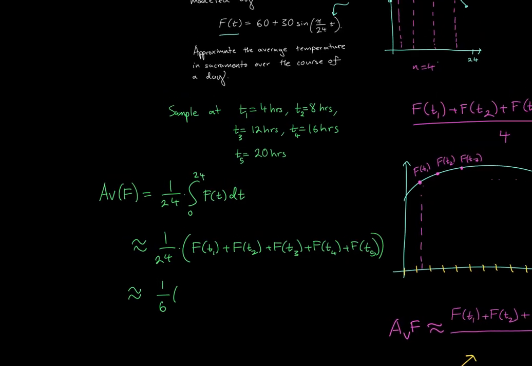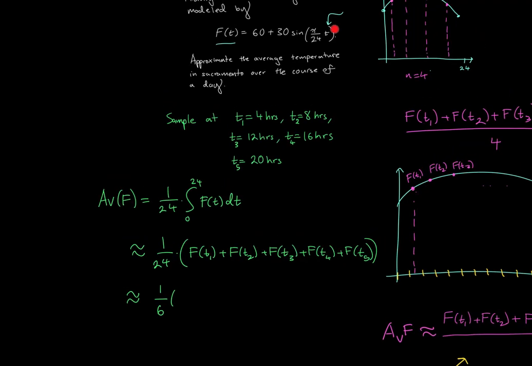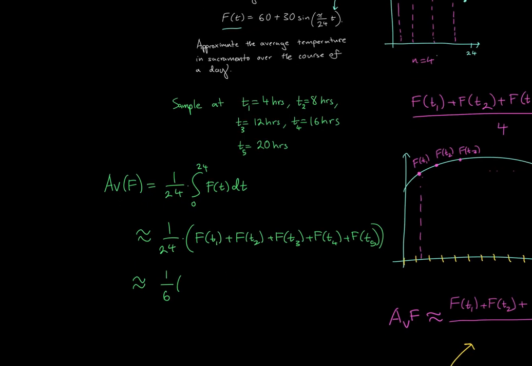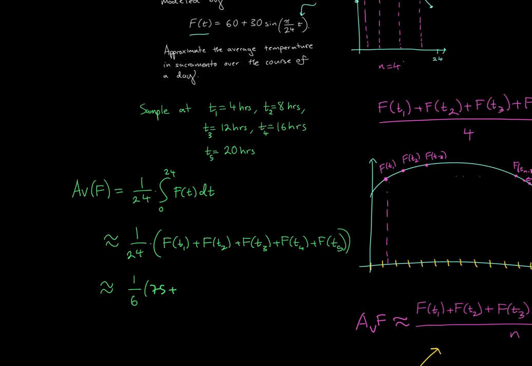f of t sub 1, let's see what happens. I grab t sub 1, 4, plug it in right here. That's going to give me pi over 6. That's 1/2. 30 times 1/2, that would be 15. 60 plus 15, 75. Plus f of t sub 2. I shouldn't have done so many rectangles. This is going to take forever. That's pi thirds. Sine of pi thirds is root 3 over 2. Root 3 over 2, 15 root 3, 60 plus 15 root 3 for f of t sub 2.